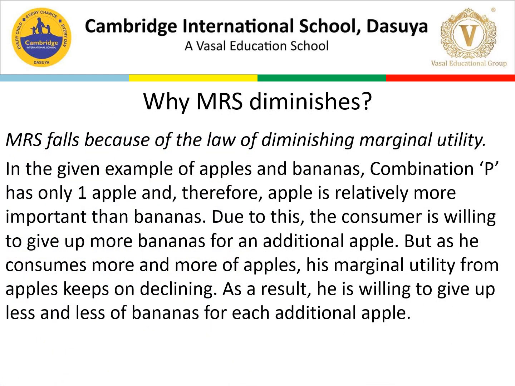That is, why MRS diminishes. With all the combinations, when we are moving from P, Q, R, S, T till the last combination, our marginal rate of substitution was declining. So why does it happen? The marginal rate of substitution, MRS, falls because of the law of diminishing marginal utility. We have already done the law of diminishing marginal utility.